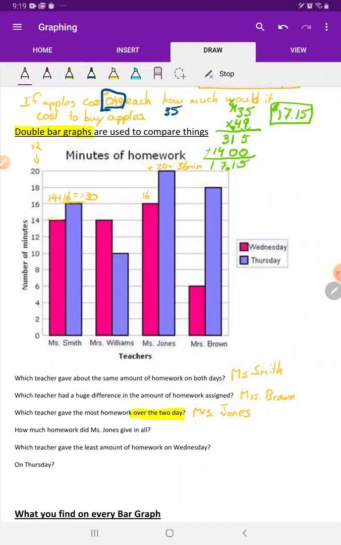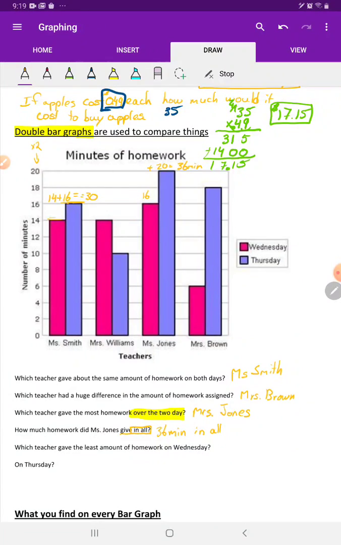And then how much homework did Mrs. Jones give in all? She gave 36 minutes in all. I don't want to hear that she gave 16 minutes on Wednesday and 20 minutes on Tuesday because this question is asking in all. And in all means you have to add it together, okay?